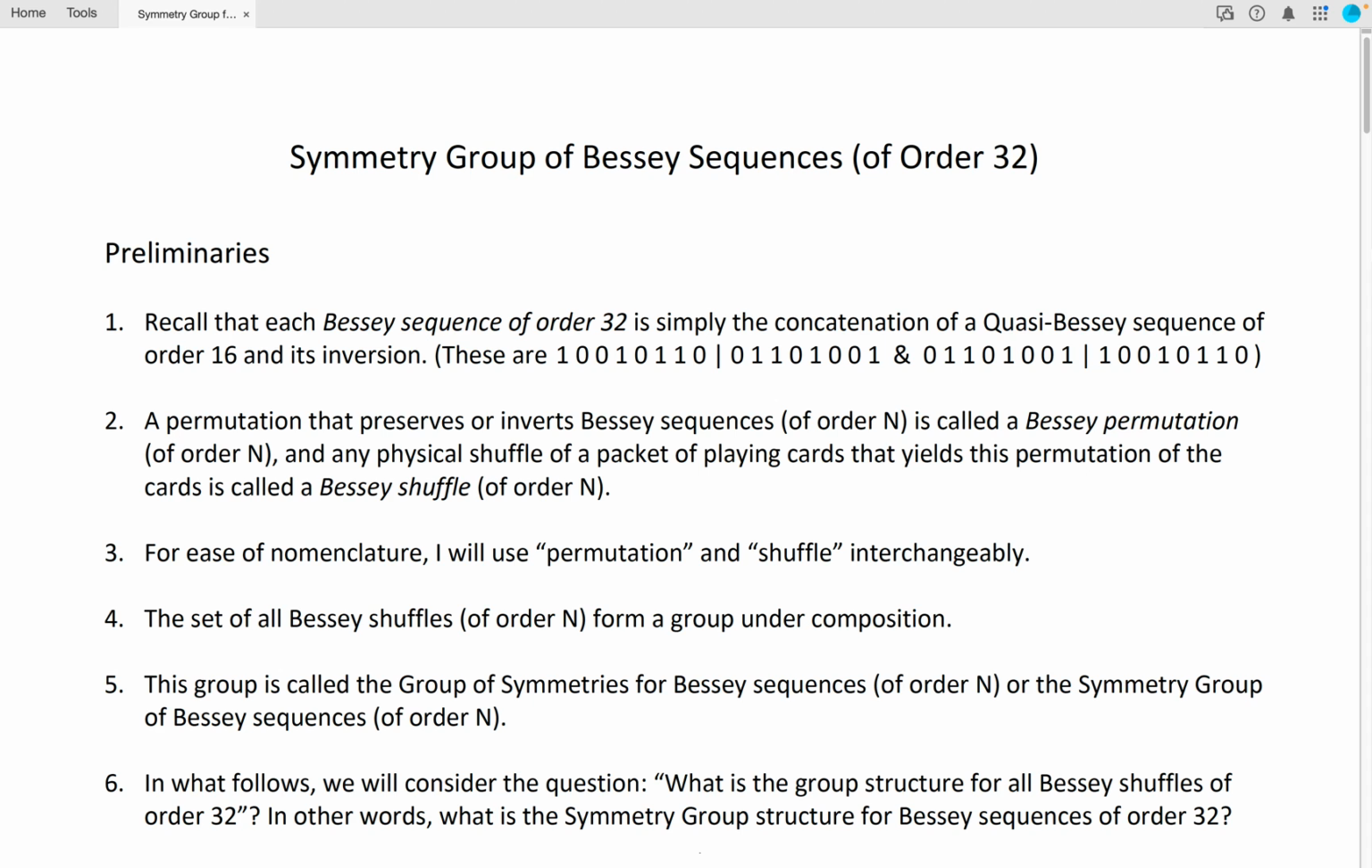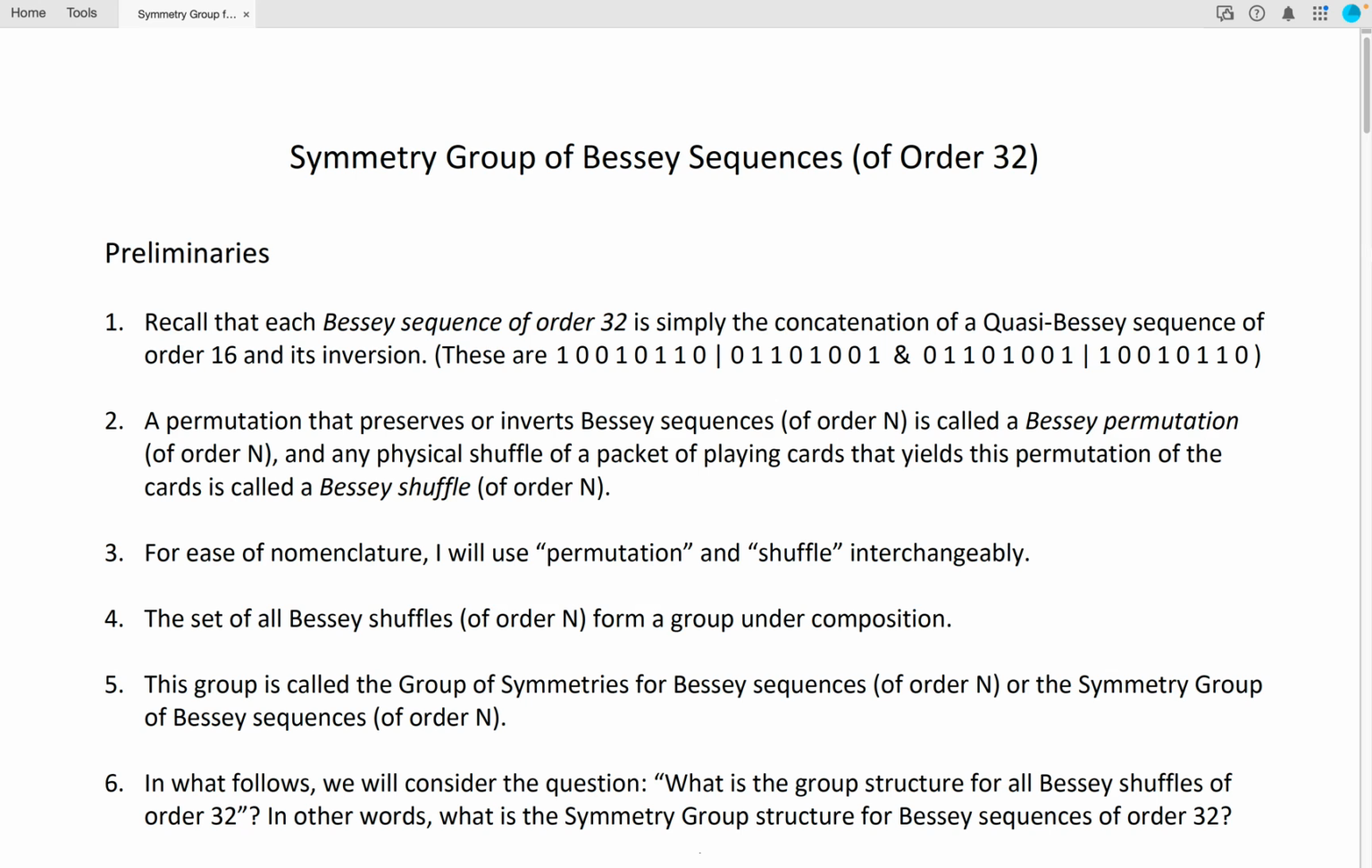The symmetry group of Bessey sequences of order 32. Preliminaries. 1. Recall that each Bessey sequence of order 32 is simply the concatenation of a quasi-Bessey sequence of order 16 and its inversion.